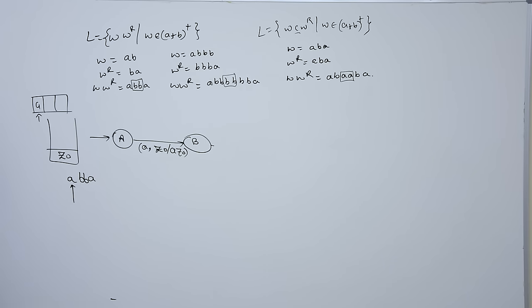After reading the first symbol, we don't have any problem because this is only one symbol. After reading the second symbol, B, if this symbol is matching with the first symbol, we may assume that the middle point has been reached. But if this symbol is not matching, then maybe the middle point is not there, and we can look for the next symbol. Again, if we get one more B, we may think that this is the middle point, or we may think that this may not be the middle point. So we have to assume both the cases.